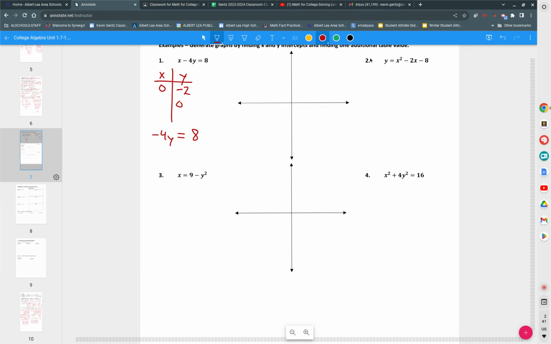Plug in 0 for your y, and notice something that sometimes people like to do is when they plug in, they just like to scratch it out, and you get x is equal to 8. Because if it's 0, it's just going to make everything go away. You get x is 8. So that's enough information to be able to sketch a quick graph. I'm going to do that. 2, 4, 6, 8. I will plot negative 2 for y, and I will plot positive 8 for x. I draw a line.